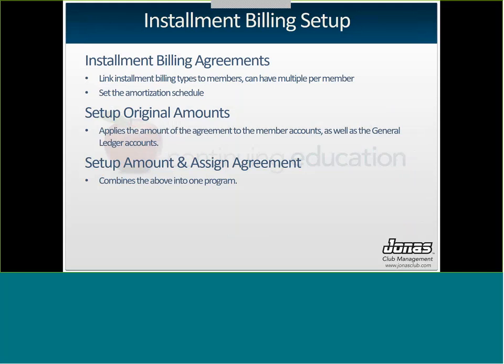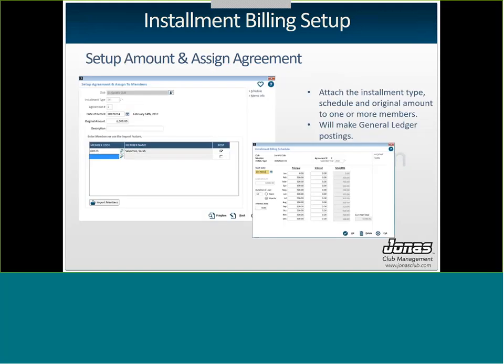Installment billing agreements first to set up the amortization schedule, and then set up original amounts to actually put the amount on the member's account that they are owed. Or in one of our more recent versions, there's actually a program release called Set Up Amount and Assign Agreement, and it just combines those two things into one program. So we're going to go through all three. We'll start with the newest one, the Set Up Amount and Assign Agreement.